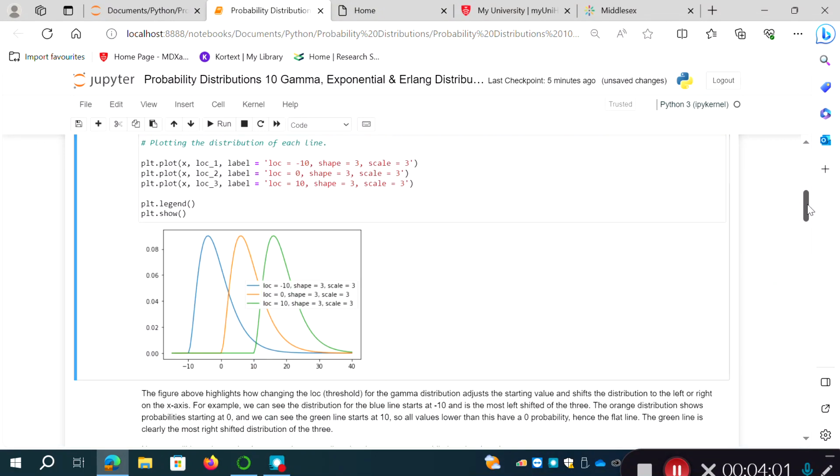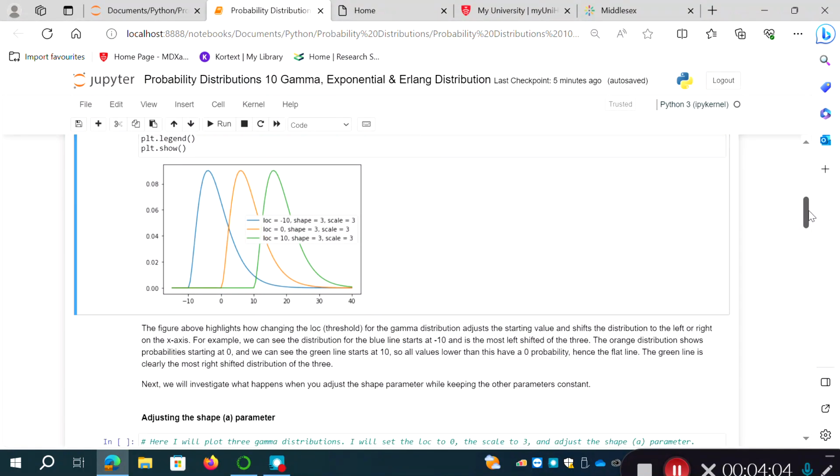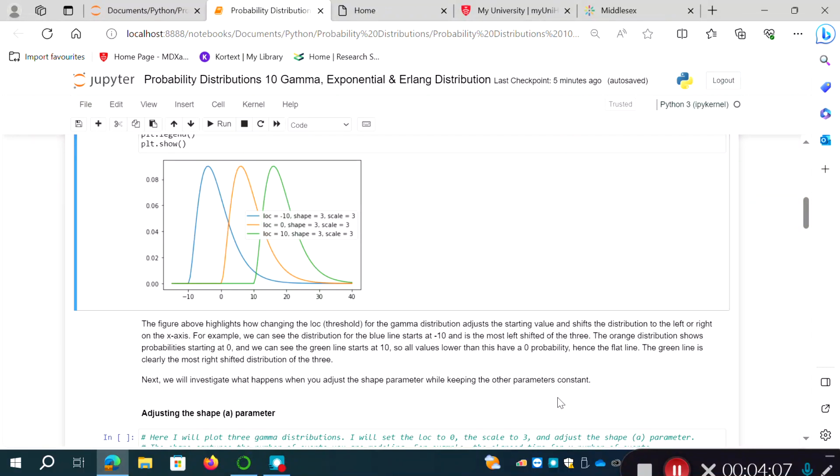And there, let's have a look at them. Okay, so what you can see here is this figure highlights how changing the threshold for the gamma distribution adjusts the starting value and shifts the distribution left or right. So they're all roughly the same shape, but the value at which they start differs on the x-axis. For the blue line, it starts at -10, you start to already see some positive probabilities for values from -10 onwards along the x-axis. So it's the most left shifted of the 3.